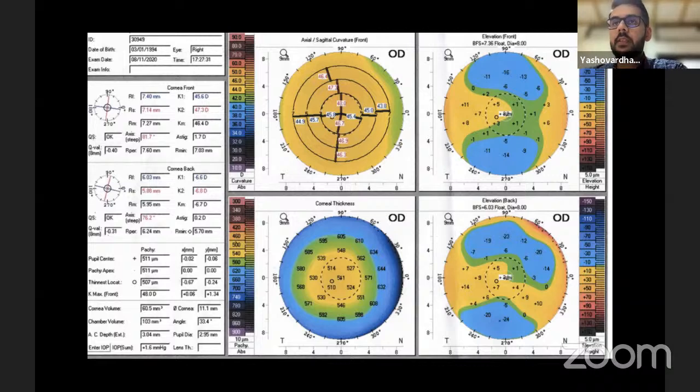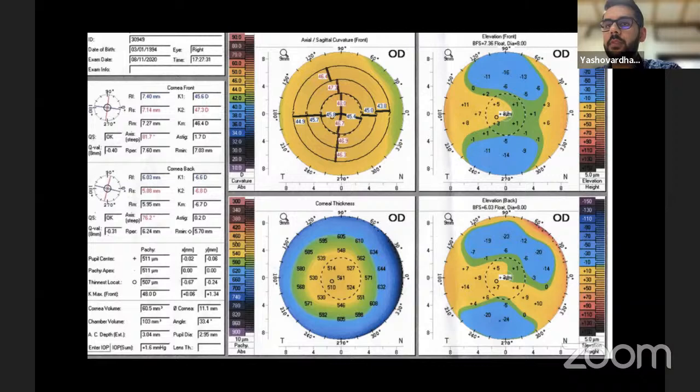Coming to the axial sagittal curvature front, we are seeing yellowish coloration covering the entire area of the study, which points towards a 46 to 47 diopter range vertically, and horizontally it is about 45 diopters. So I would infer from this that this is more of a with-the-rule astigmatism, since the steep axis is at 90 degrees, at least in the central 3 millimeter area.